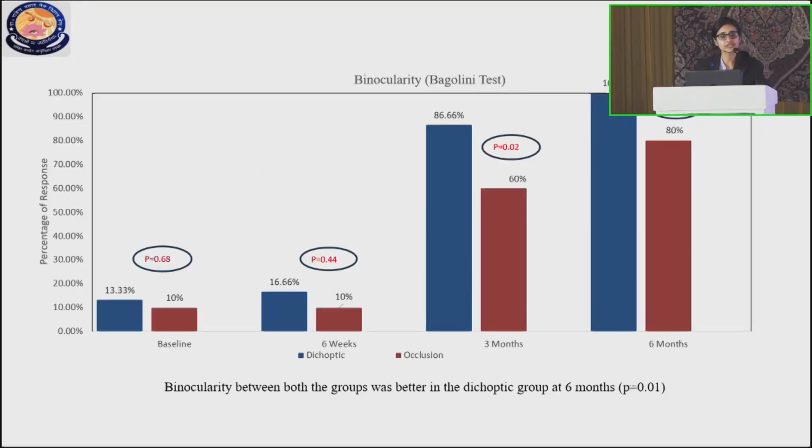Coming to the binocularity, which was tested using Bagolini's test. Initially, at baseline, almost 13.33% of patients had binocular vision in the dichoptic group, which improved to almost 100% at the end of 6 months. Whereas in the occlusion group, we started with 10% of patients and it went up to 80% gaining binocularity at the end of 6 months. And it was definitely better in the dichoptic group at the end of 6 months.